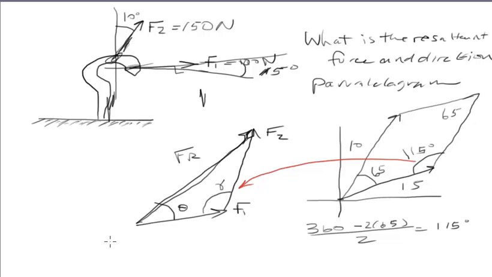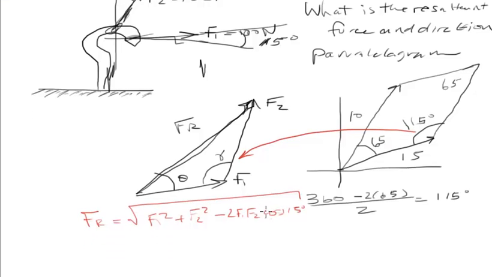And so we can use that angle then to say, FR is equal to the square root of F1 squared plus F2 squared minus 2F1 F2 cosine of 115 degrees. So good. So we all should be on the same sheet of music there.